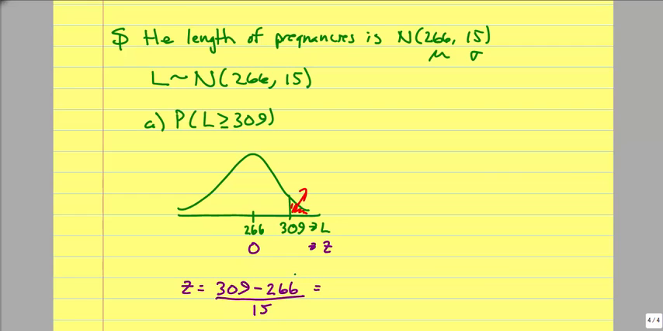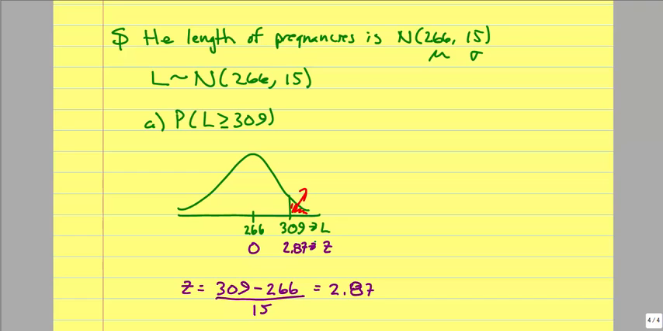Okay, so let's go ahead and figure out what that value is. We would take 309 minus 266 first, so we'd have 43 over 15, and I'd have 2.87. So that means I'm 2.87 standard deviations above the mean. That's a big Z score. That's unusual, because remember, usual meant I was within two standard deviations, two above or two below. This says I'm 2.87 standard deviations, so that's considered unusual.